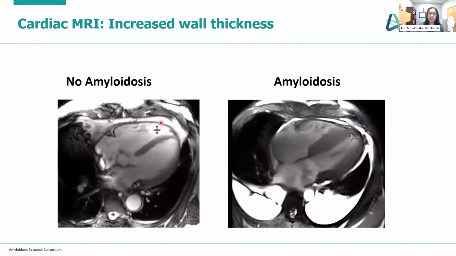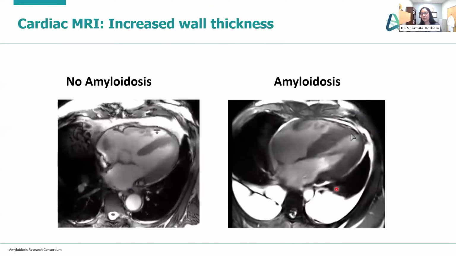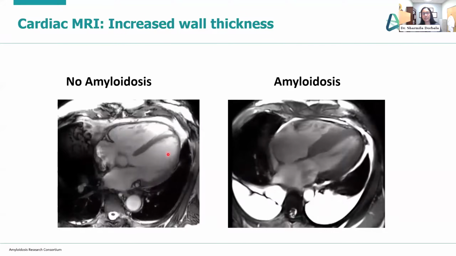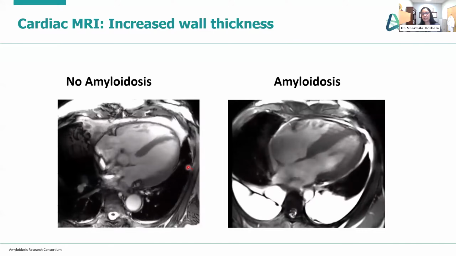What about MRI? It shows the structure and function of the heart, just as with echocardiography. And here you can see thick walls, right? Small pericardial effusion and pleural effusions. Contrast this with a normal MRI. Right, so this is characteristic of amyloidosis.